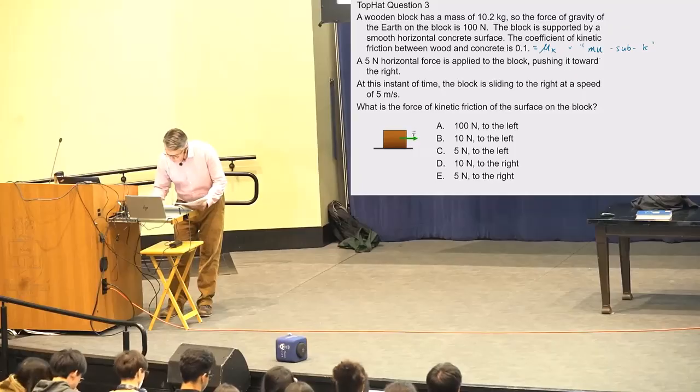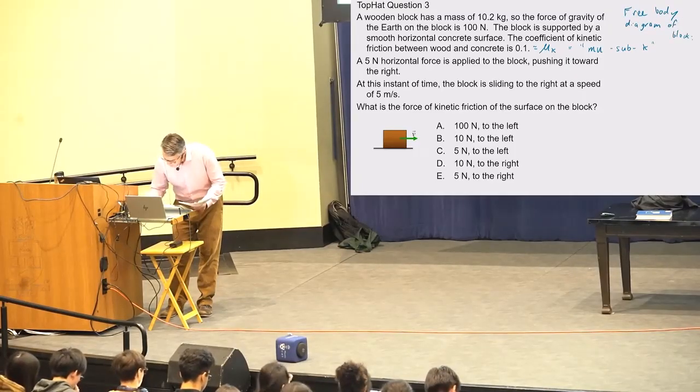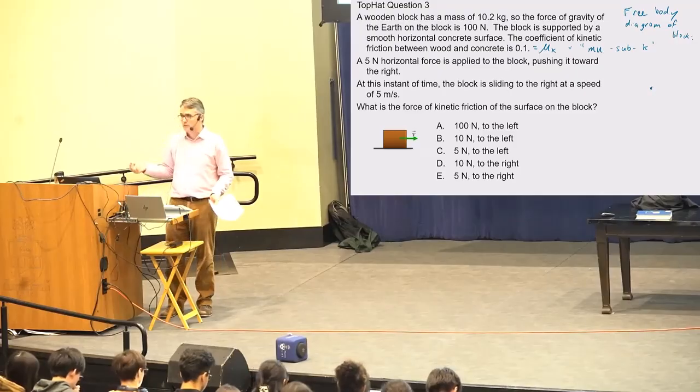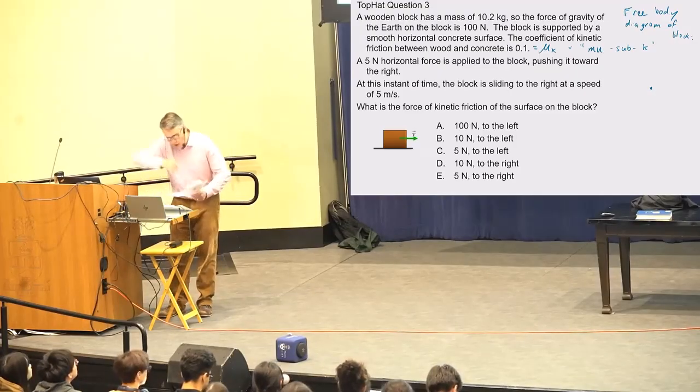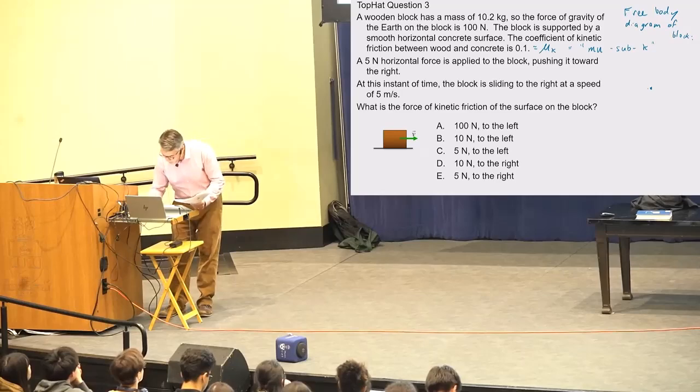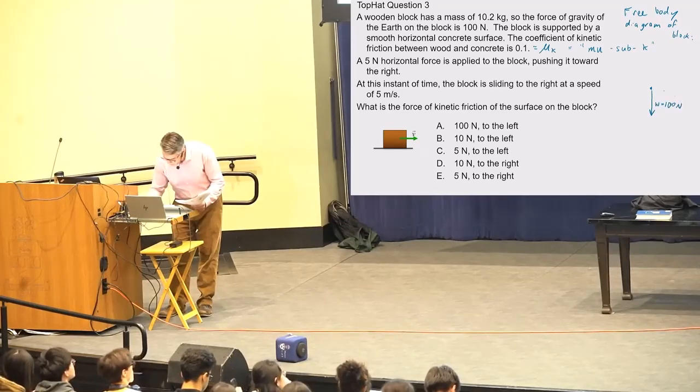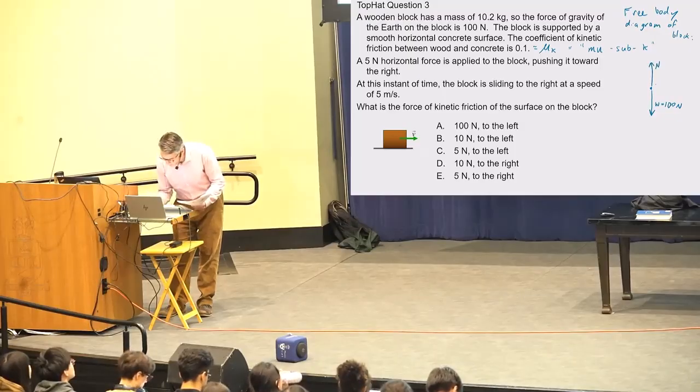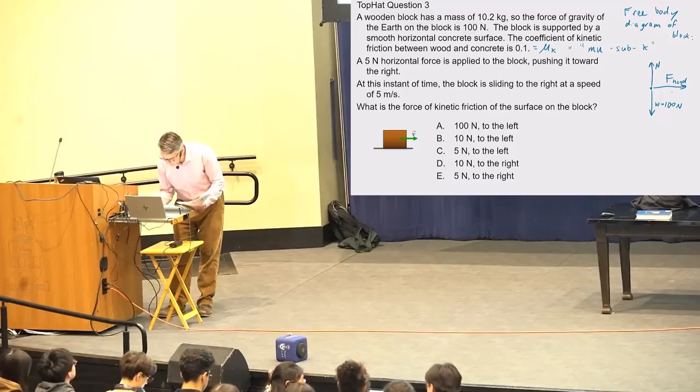But let's draw the free body diagram of this block. When you draw a free body diagram, you draw the object of interest as a dot, and then you draw all the forces acting on it. You've got the weight acting down, which is 100 newtons, and the normal force acting up. Then somebody's pushing it with a force F of the hand to the right. And since it's sliding to the right, I've also got a frictional force backwards, F sub k.